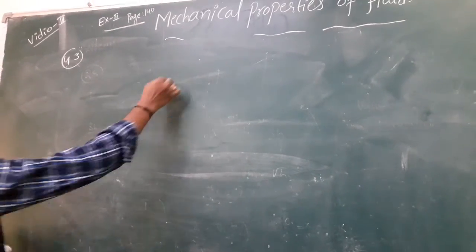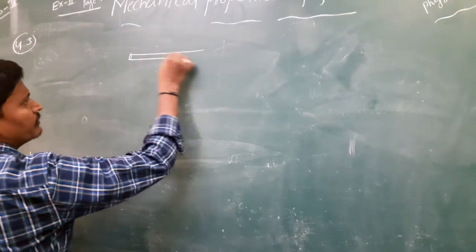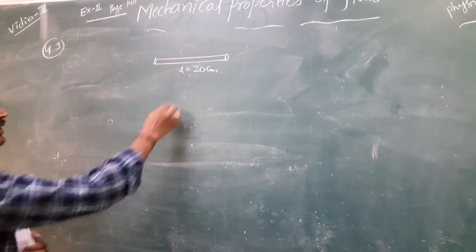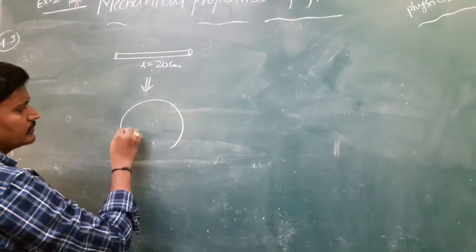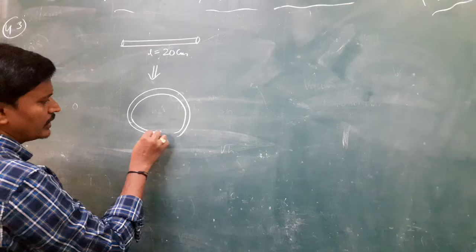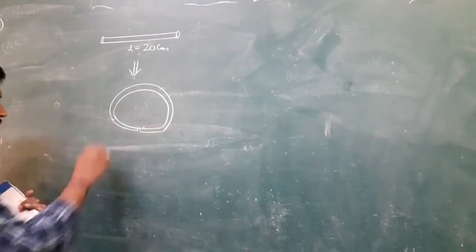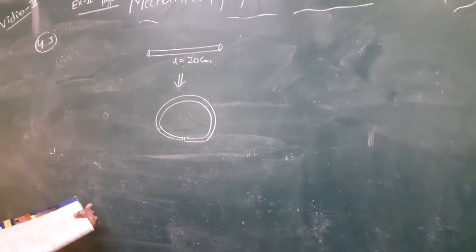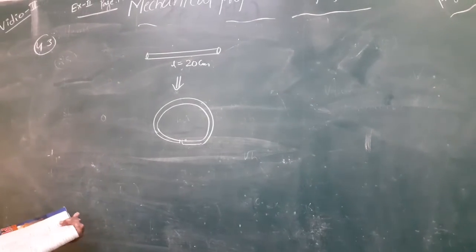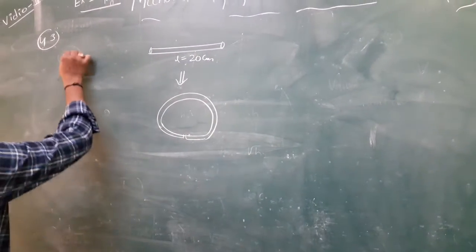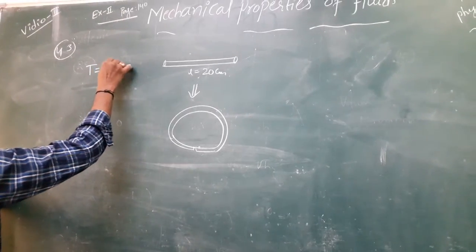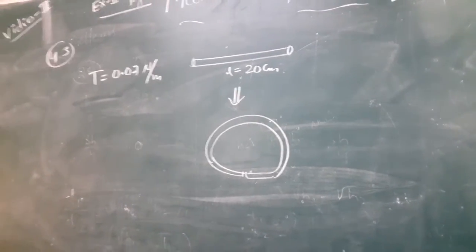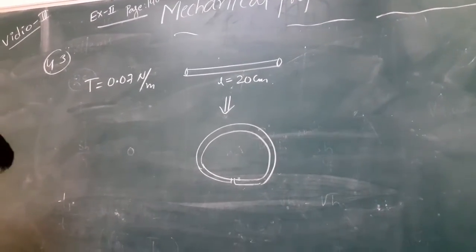A uniform wire of length L equal to 20 centimeters is bent in the form of a circle and placed on the surface of a liquid. The surface tension of the liquid is given as 0.07 newton per meter. What is the force required to pull this ring upward?